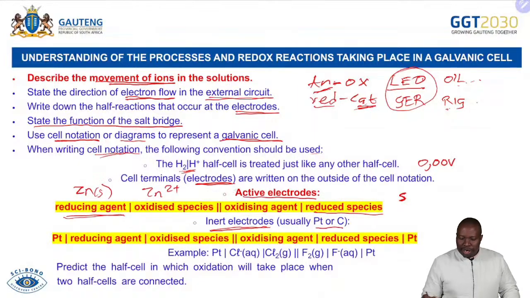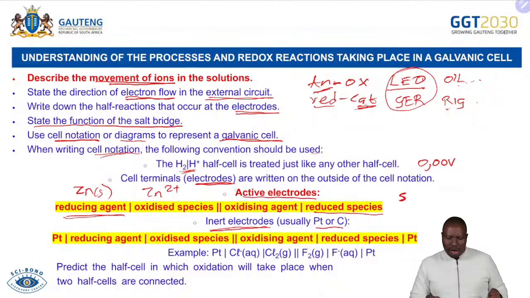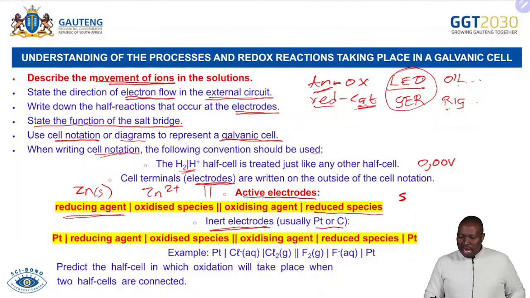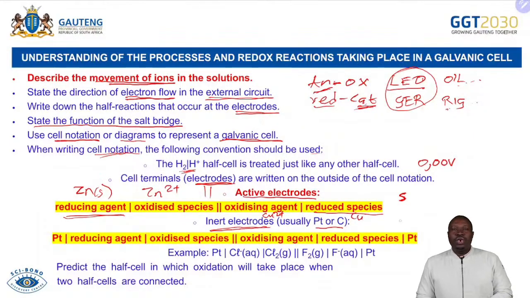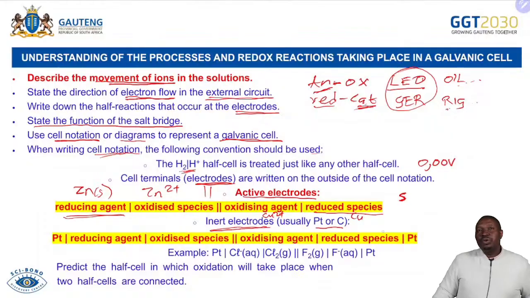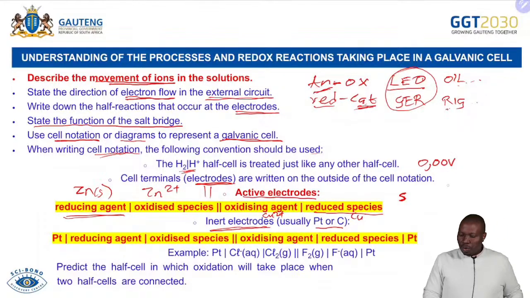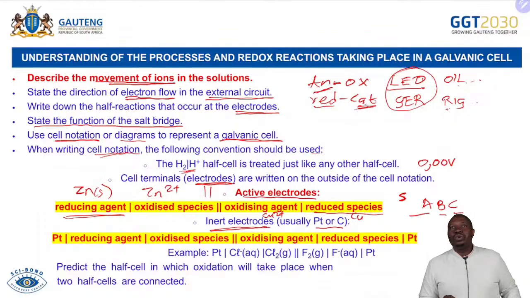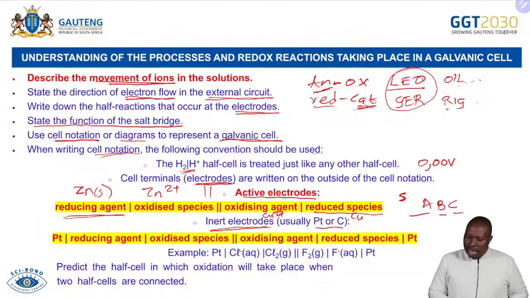Remember, you have the salt bridge. We'll be looking at the functions of the salt bridge, to say what is the function of the salt bridge. And then there will be the ions, in this case copper 2+, forming copper. So you are able to see that if you have two solids, you will write your cell notation like that. So when you write cell notation, it is A, B, C: you write the anode, you write the salt bridge, you write the cathode, and that's how you write your cell notation.